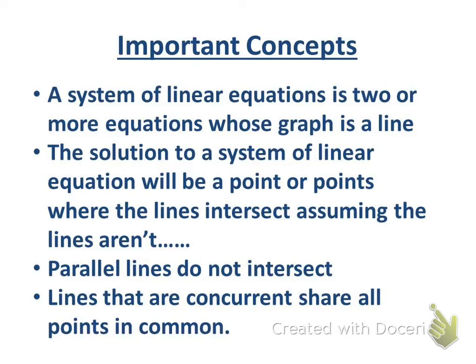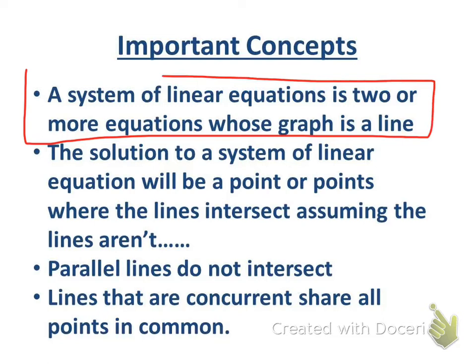A system of linear equations, this definition, is two or more equations whose graph is a line. It's two or more linear equations, okay? That's what a system of equations is. Two or more linear equations.